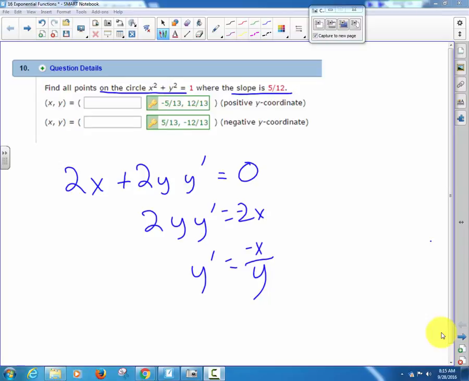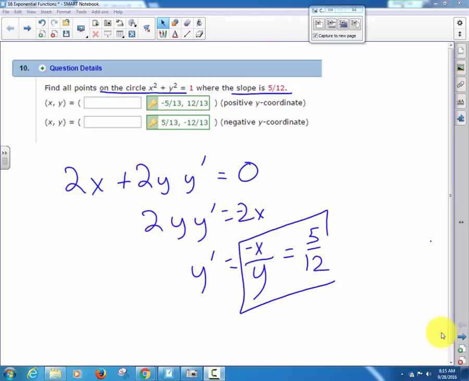So most of you get to that point okay. And you say, all right, and so we have to set that equal to 5 over 12. Well, that looks like x is negative 5 and y is 12, and you move on. But the problem is 5 comma 12 is not on the circle. So what do we have to do? It has to satisfy this equation, but it also has to satisfy this equation up here.